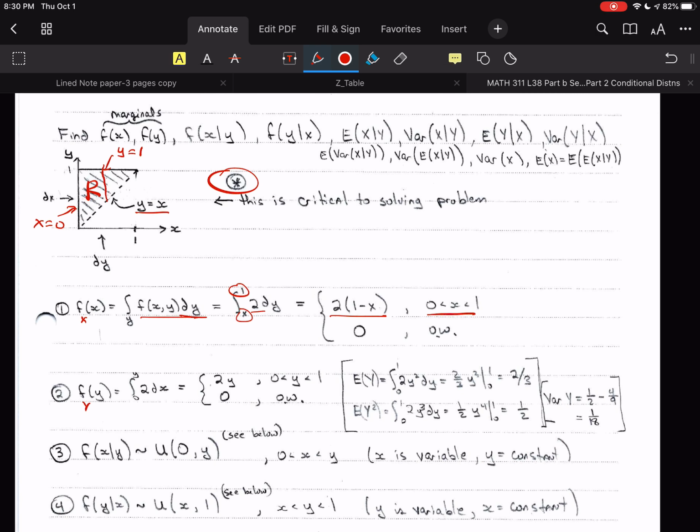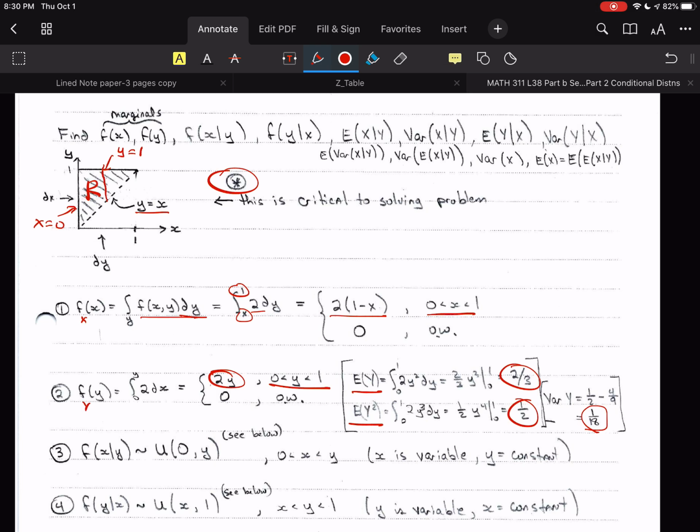Now the marginal of y, we do similarly. We come out with 2y when y is between 0 and 1. I've also included E of y here and E of y squared here. So E of y is 2/3, E of y squared is 1/2, and the variance of y is 1/18. Please work through that and make sure that you understand.